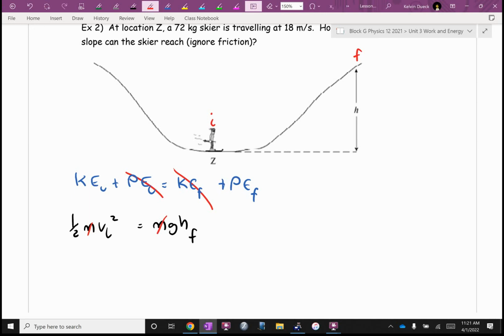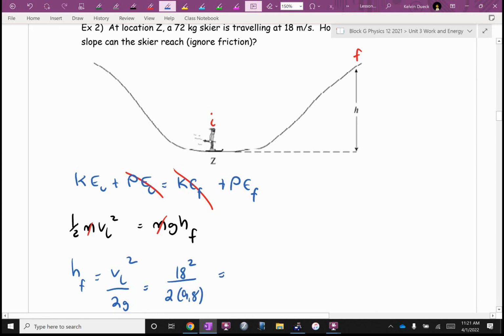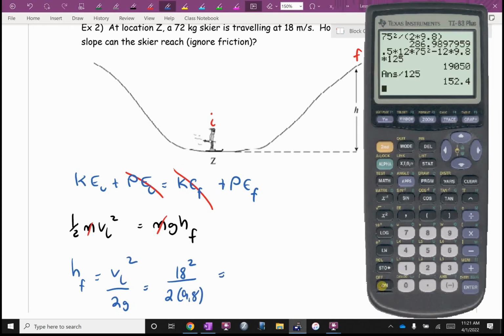What are we trying to find? How would I get the h by itself? Oh, Freya told us a few minutes ago, divide by g. So height is going to be v initial squared divided by 2g. It's going to be 18 squared divided by 2 times 9.8. And I get 16.5.